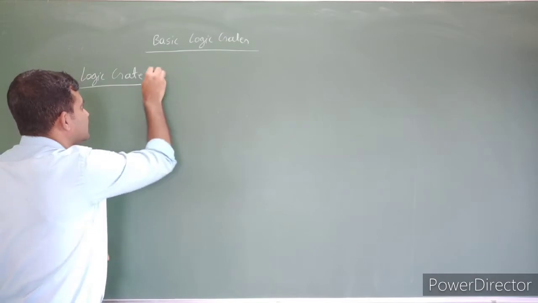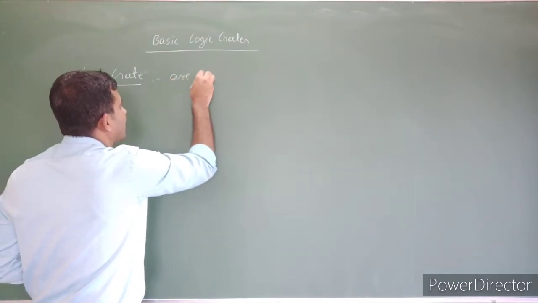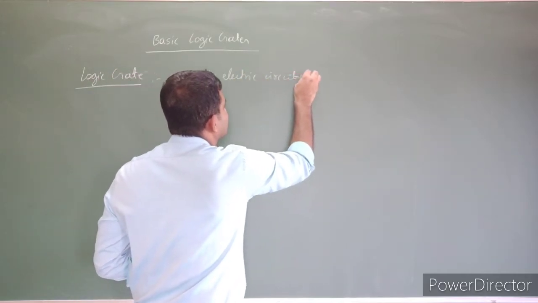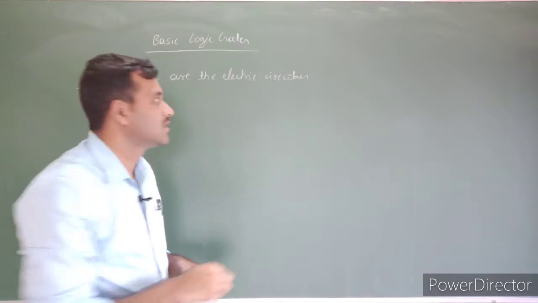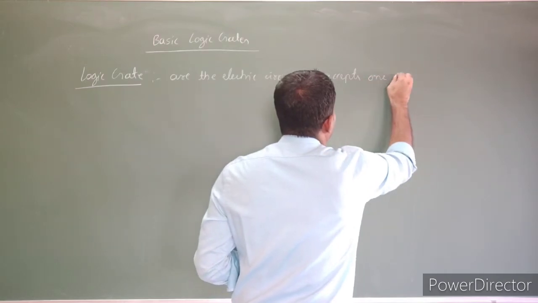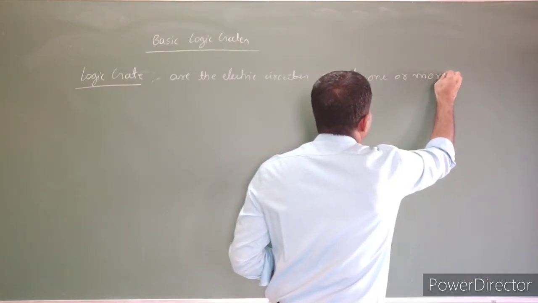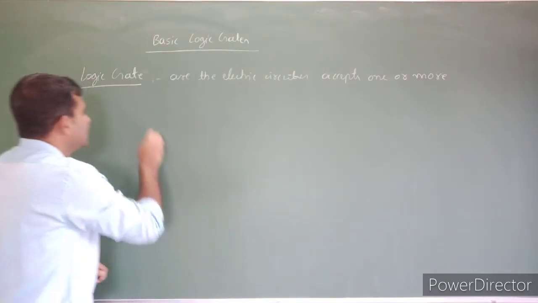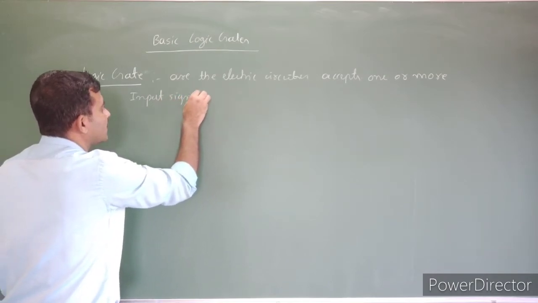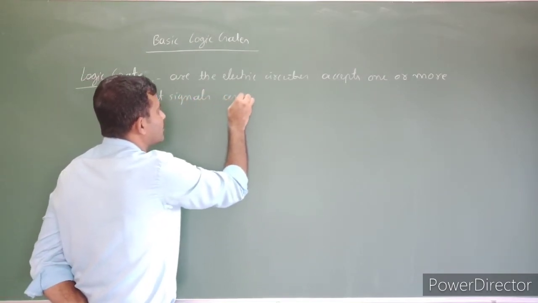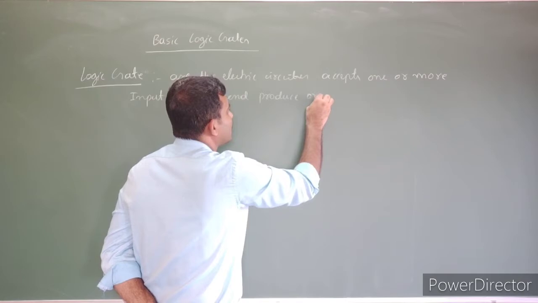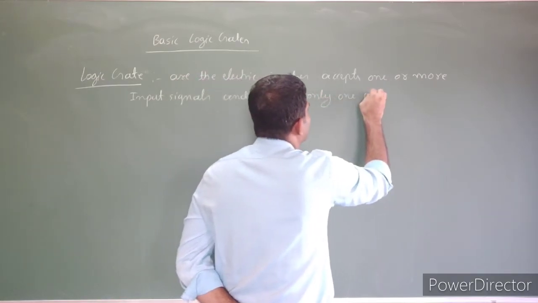Here logic gates are the electronic circuits. These are the electronic circuits. Accepts one or more inputs, here input signals, and produce only one output.